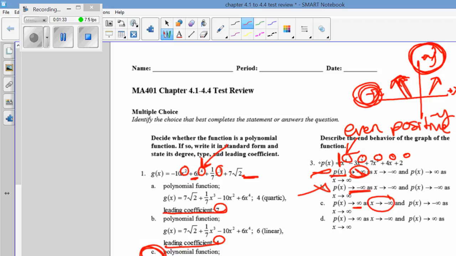That's true. And then the function's negative? Nope, the function's never negative. So let's just check this one. Function is positive, function is positive. Yes, this is our winner there.